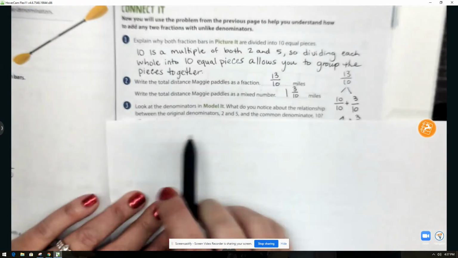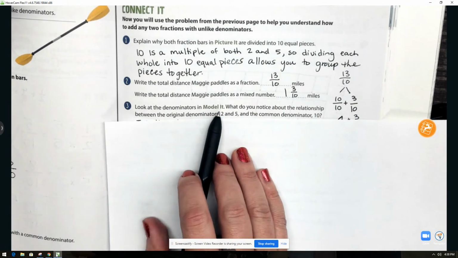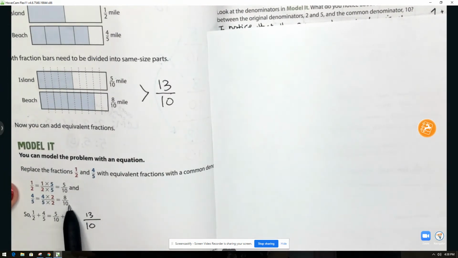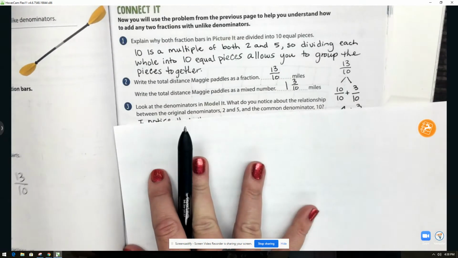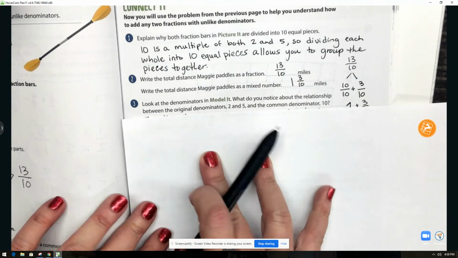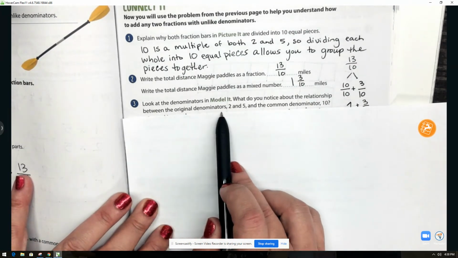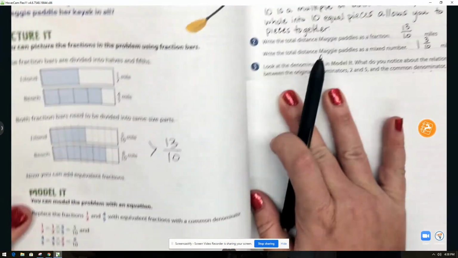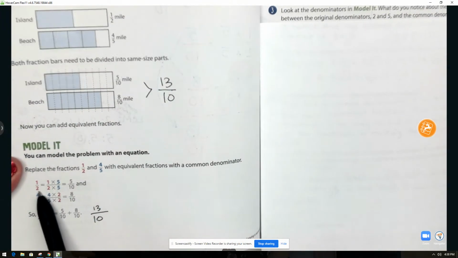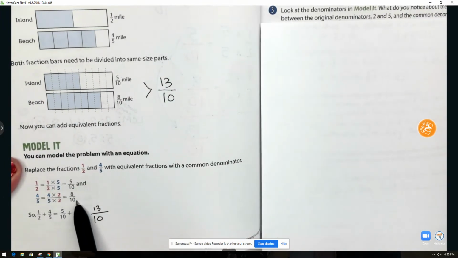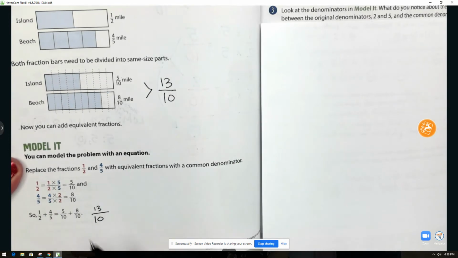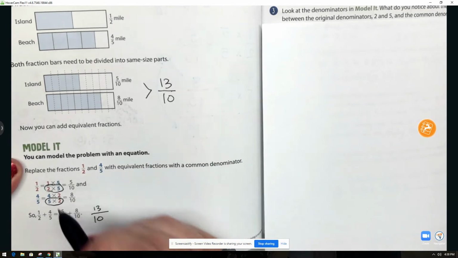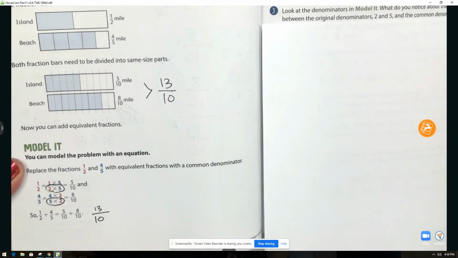So now, looking at the denominators in Model It, the denominators down here, the 10 and the 10, it says, what do you notice about the relationship between the original denominators, 2 and 5, and the common denominator of 10? So what is interesting about the denominators 2 and 5 and the two denominators of 10? And the key is to look here and here. What do you notice?